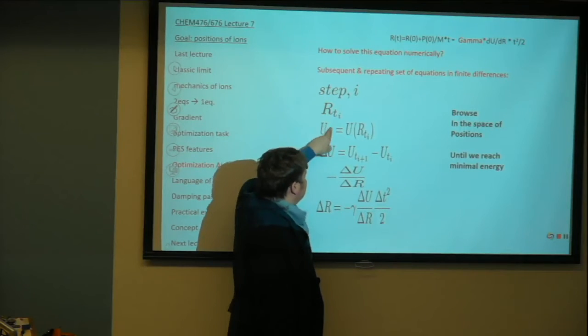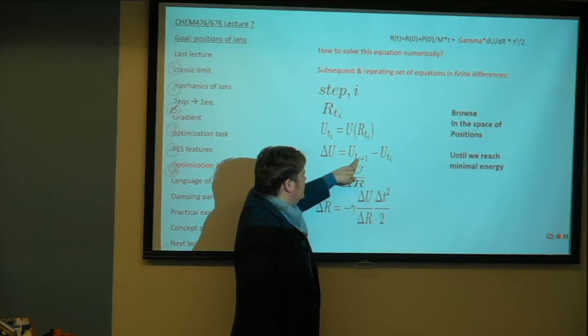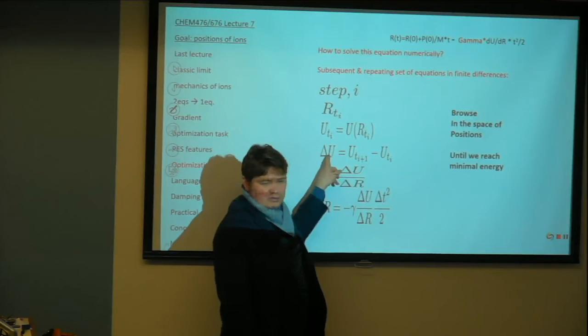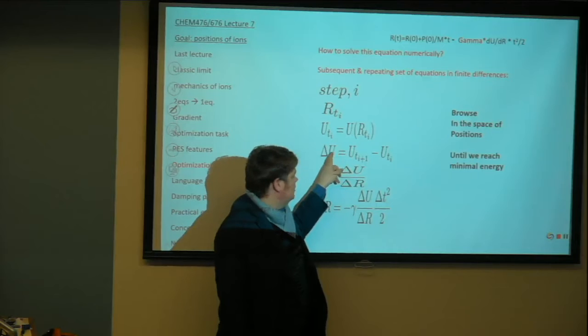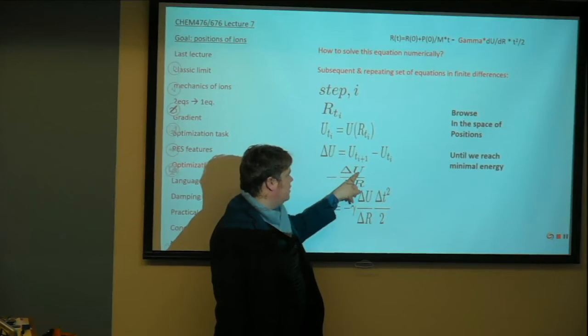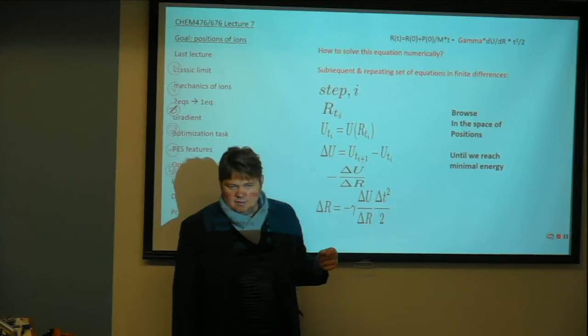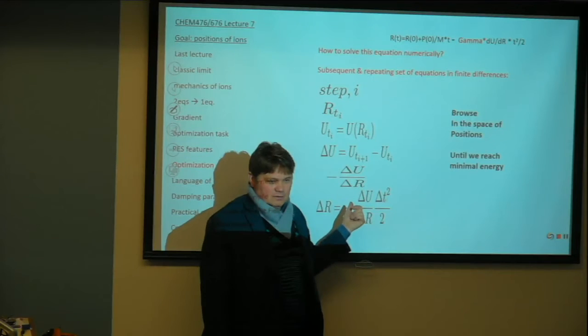If we have this, we can find the value of potential at the next step. By subtracting two nearby steps, we can find the change in potential energy, right? And then by the ratio of the change in potential energy to the change in the interatomic distance, we get the gradient, right?